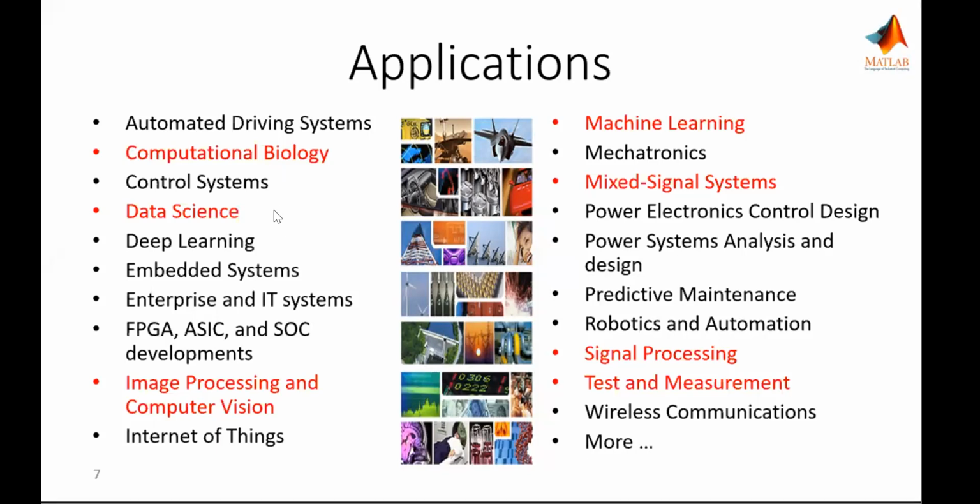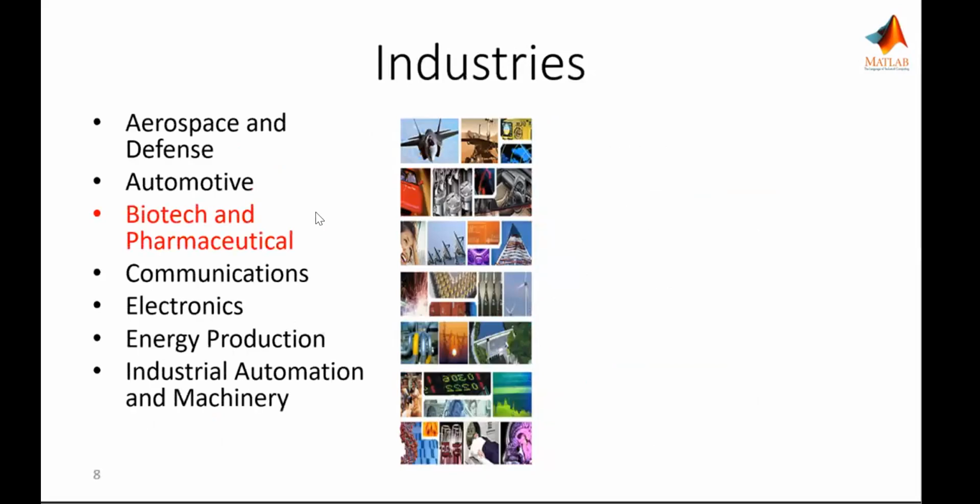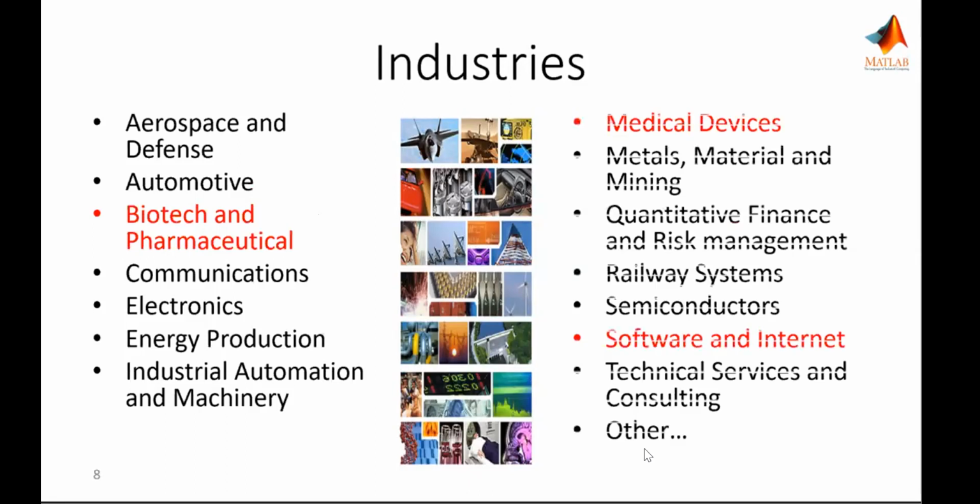And other areas like data science, deep learning, image processing, and computer vision have been used in different industries. The industries range from aerospace to biotechnology, pharmaceuticals, and medical devices, especially if you want to provide a control system for a medical device. There are toolboxes available, and at the same time models available for simulation of patients with different conditions. This has been used in industries very thoroughly for the development of medical devices.